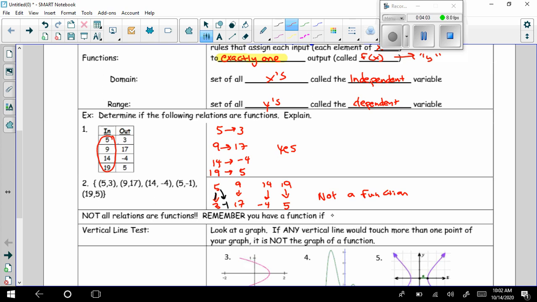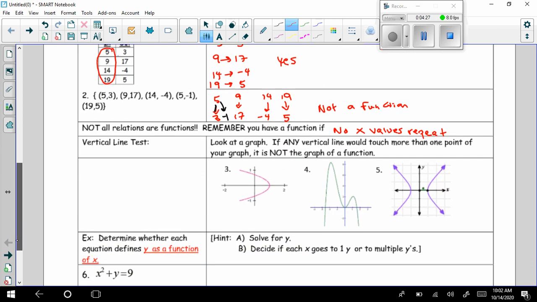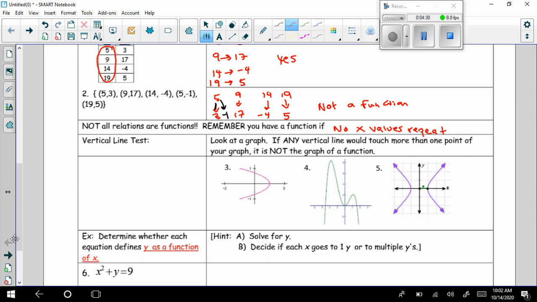You have a function if no x values repeat. And we can test that on a graph of a function instead of just a relation by doing what's called the vertical line test. Look at your graph. If any vertical line would touch more than one point of your graph, then it is not the graph of a function. Now, that doesn't mean it's not still a relation. We can obviously still graph it, but it's not a function.